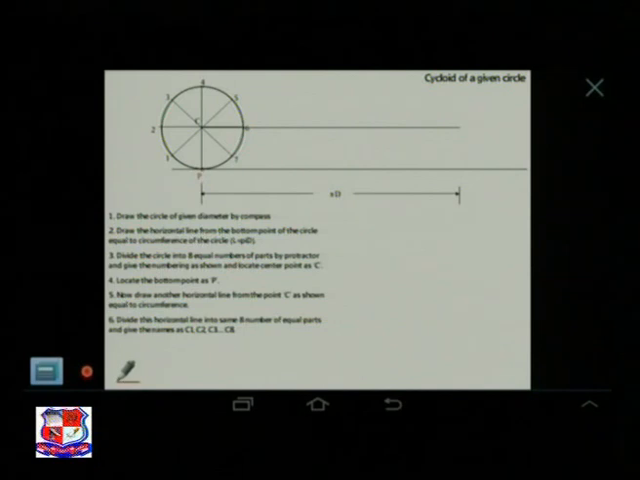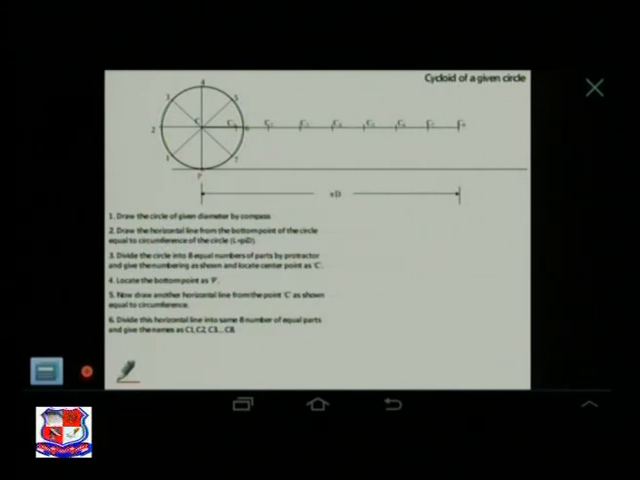Next we need to divide once again the horizontal line drawn from the center point of the circle into the same number of equal parts, 8 equal parts, just as we divided the circle into 8 equal parts. So I am dividing it into 8 equal parts, and once again we need to give the numbering as C1, C2, C3 up to C8.